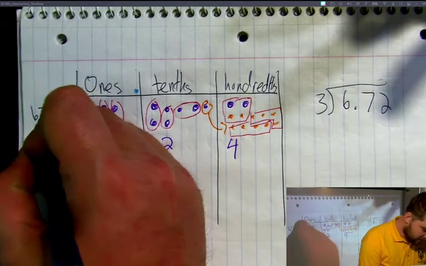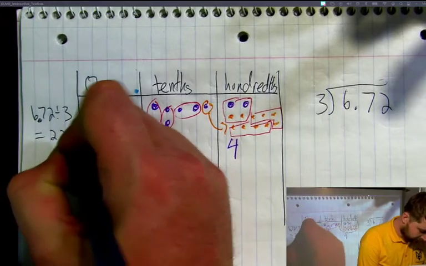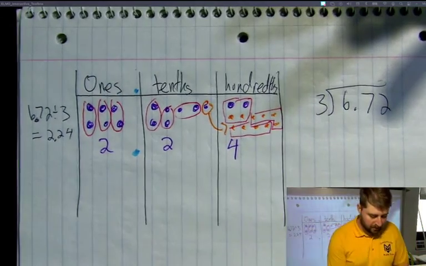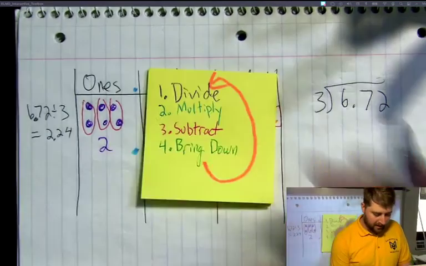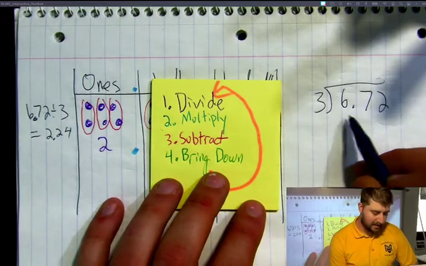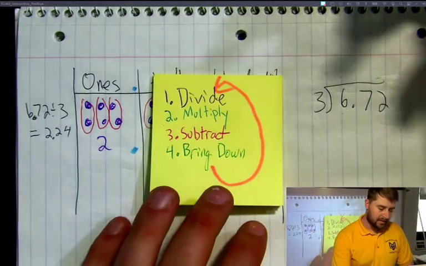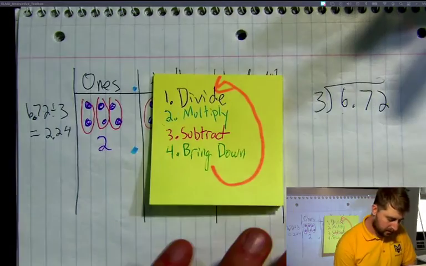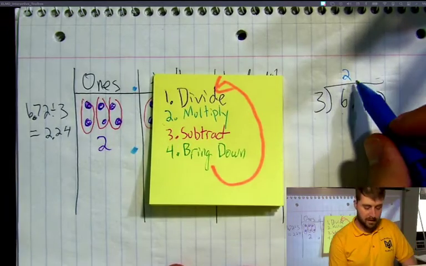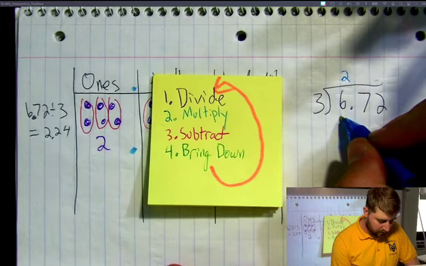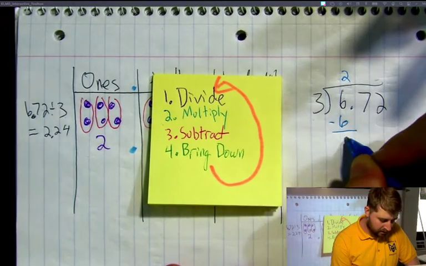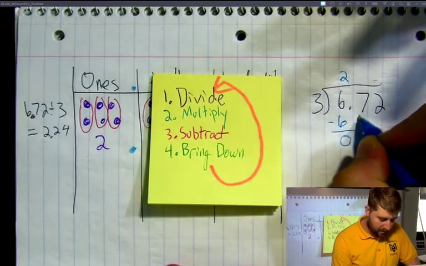Now let's take that on using the standard algorithm. That's where we do it in our long division setup. And our first step is to divide. So we're going to take our first digit and only our first digit. We are going to do 6 divided by 3. 6 divided by 3 is 2. Our second step is to multiply. We will do 2 times 3 is 6. Then we subtract. 6 minus 6 is 0. And we bring down our next digit.